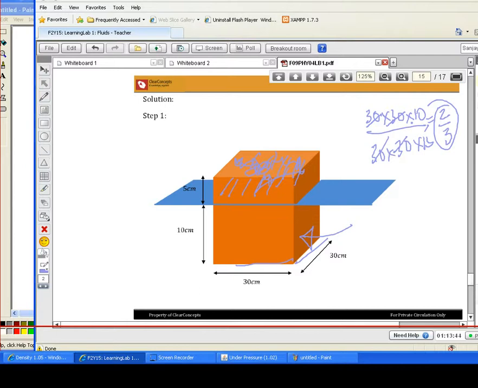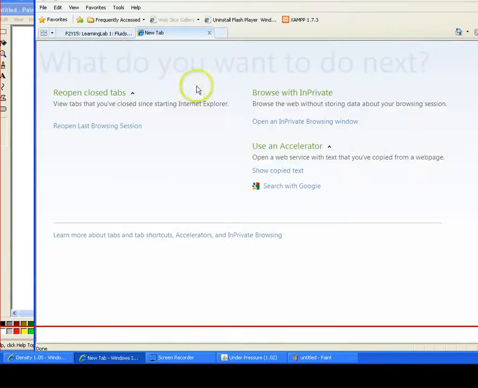I want you to think about how this makes sense. Why is it that you get this number? That this number, the proportion of volume underneath the water surface, is equal to the density of the whole object. I want you to think about this. Okay? It's pretty cool, isn't it? Alright, so I want you to think about that.